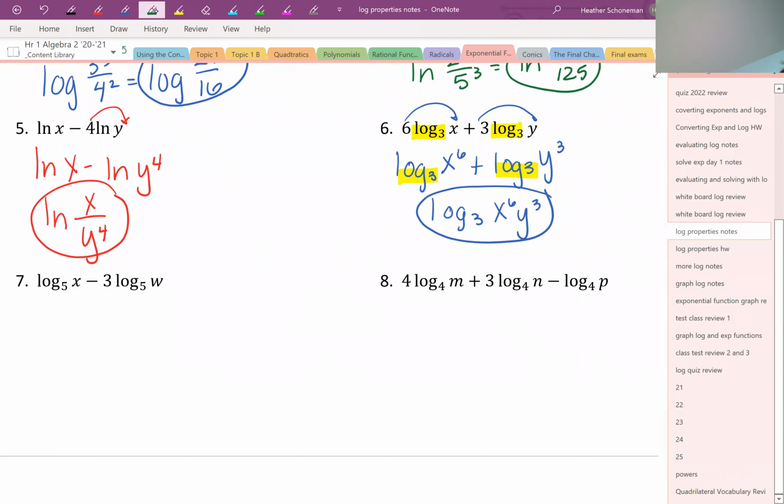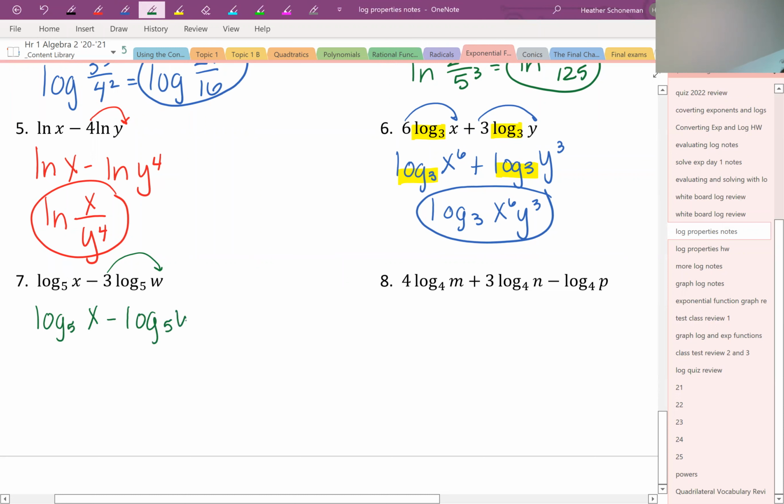Okay, number 7. I got to move the exponents first. So I have log base 5 of x minus log base 5 of w cubed. Now I've got to write it as a division problem because we started with subtraction. Whatever's first has got to go on top. So I have log base 5 of x over w cubed.